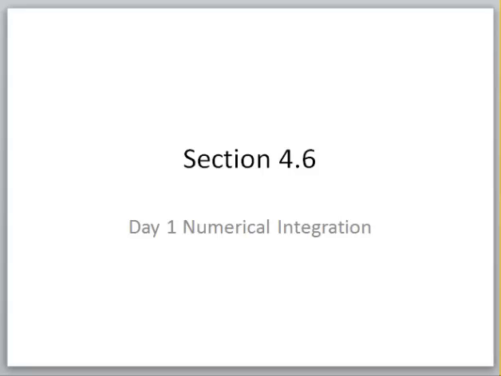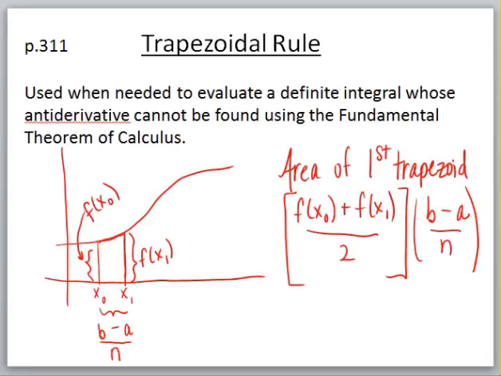Today I'm going to start talking about numeric integration, and really what we're going to be doing is talking about trapezoidal rule and Simpson's rule. So I'm going to jump right into it. We use trapezoidal rule and Simpson's rule when we need to evaluate a definite integral whose antiderivative can't be found using the fundamental theorem of calculus. So when it is difficult or we don't know how to figure out the integral, we have no other choice but to use an approximation.